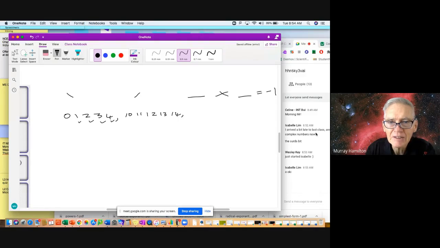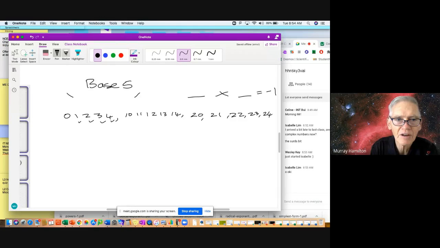Then the next number is not going to be 15, 16, 17, 18, 19, but it's going to be 20, 21, 22, 23, 24. And continuing, for those who come along late, this is in base 5. So we're doing all this in base 5, and this is looking at finding the number that when you multiply it by itself equals -1. That's what we're eventually going to be doing.